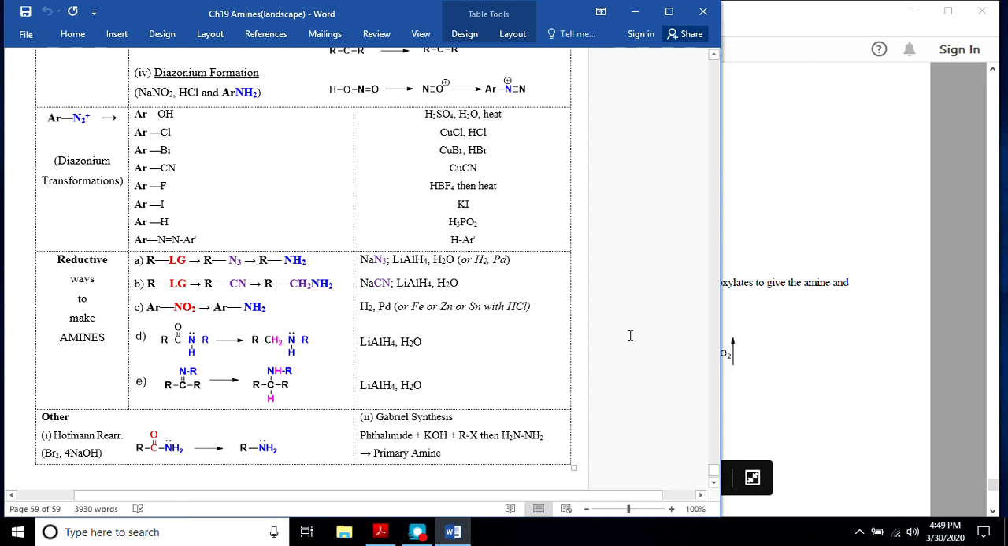So what we have now is the completion of our chapter 19 information. So notice that the synthesis of amines really involves the reaction of other amines and is normally followed by a reductive step.